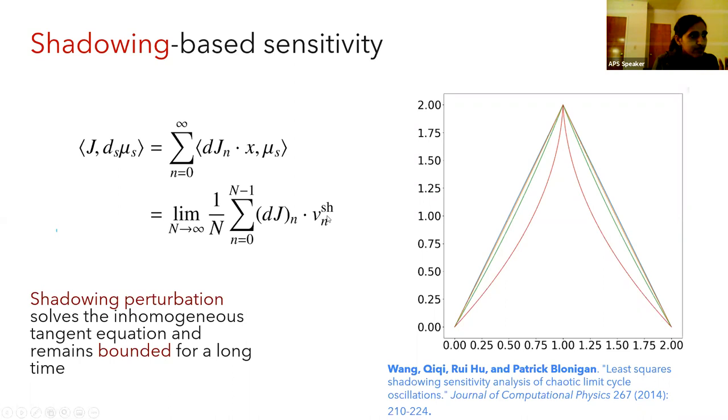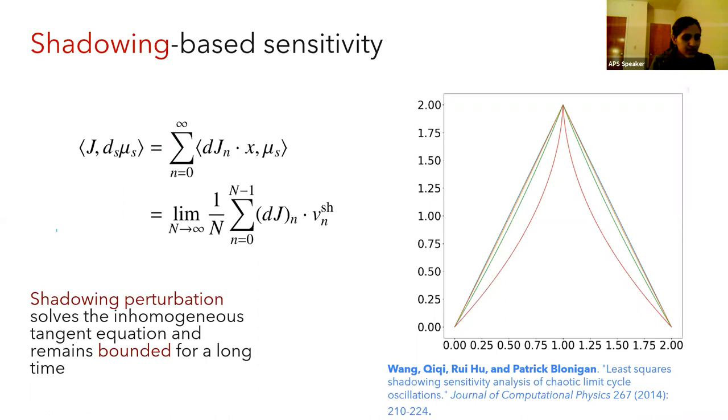And then we can compute the sensitivity we are interested in by using this tangent solution that does not blow up in time. The mathematical justification for the existence of this shadow tangent solution is what is known as the shadowing lemma in dynamical systems. So essentially this sensitivity is computed as an ergodic average along the shadowing orbit predicted by the shadowing lemma, which is an orbit of the true dynamics, which lies very close to a perturbed reference orbit for a long time.